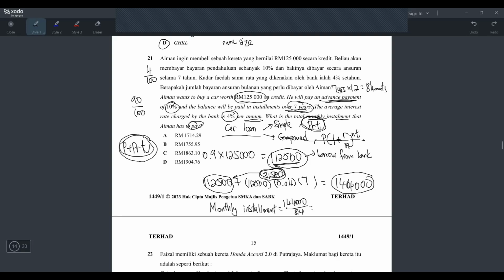1714.2285, so 29. Always write in decimal because this is all RM. So RM must be written in decimal, 1714.29. Okay, always write in two decimal places because it is RM. So the answer is A. So that's how you do it.